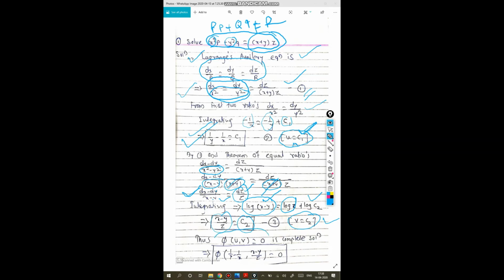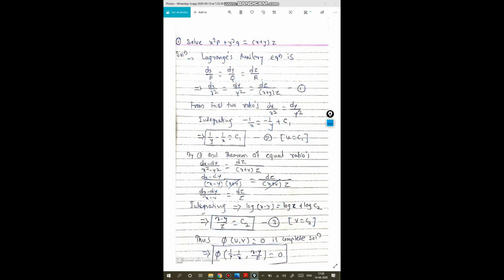So at the end, don't forget to combine these solutions. The phi of u, v equal to 0 is known as a complete solution of the first order PDE. So the final answer you will get is phi of 1 by y minus 1 by x comma x minus y upon z, this is the comma. So this is a function of u comma v equal to 0. So we get the answer in terms of one arbitrary function. That is the final answer. Okay, so that is about this first example.